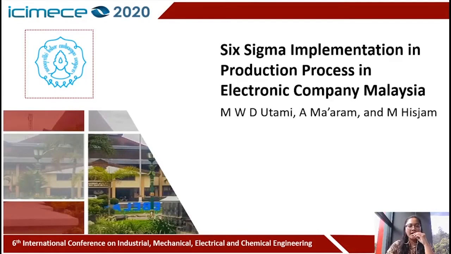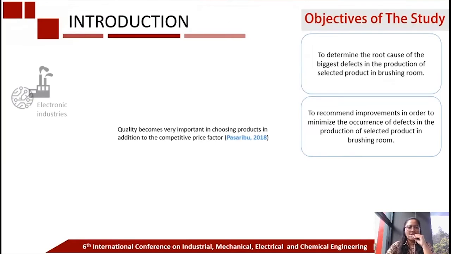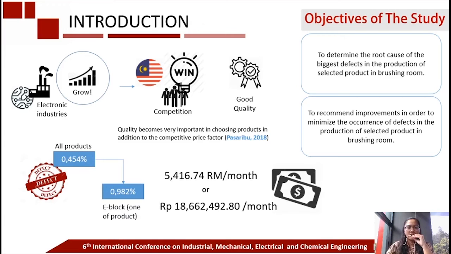Good morning. Here I want to present my research paper entitled Six Sigma Implementation in Production Process in Electronic Company Malaysia. First, the electronic industry's demand nowadays is growing, and in Malaysia the competition is very tight. A company that has good quality will win the competition, because quality becomes very important in choosing products, in addition to the competitive price factor.